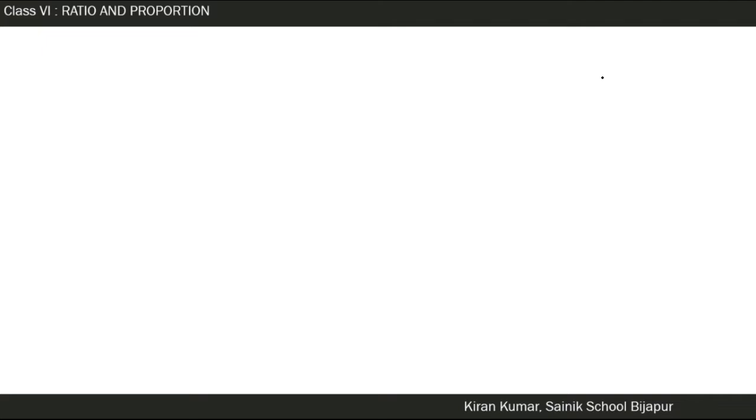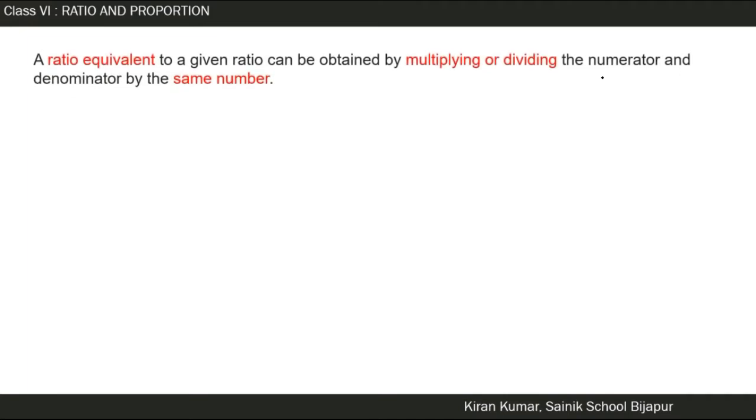A ratio equivalent to a given ratio can be obtained by multiplying or by dividing the numerator and the denominator by the same number. Thus, the ratio equivalent to 2:3 is 4:6, obtained by multiplying by 2, 6:9, obtained by multiplying by 3, 8:12, obtained by multiplying with 4.